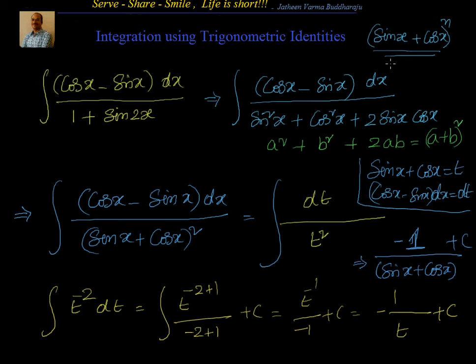Now our whole effort was how to convert this 1 plus sin 2x in terms of sin x plus cos x. For that we leveraged the trigonometric identity sin square x plus cos square x equal to 1. We see a square plus b square, but the 2ab term is missing, and we have good news. We know sin 2x equal to 2 sin x cos x. So we can convert that to a plus b whole square. We have dt by t square, that's nothing but t power minus 1 by minus 1 after I integrate it. So the answer is minus of 1 by sin x plus cos x plus c.